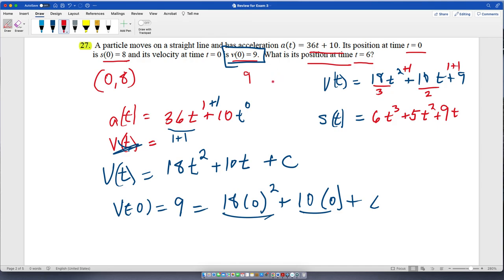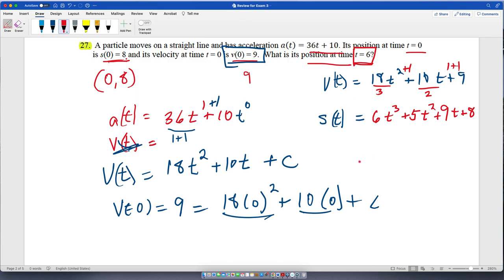And then plus a constant, but since we know the y-intercept is equal to 8, plug in 0, 0, 0, we're going to get 8. So before going through it all, putting a plus c, we could actually just put a plus 8. Now, if they gave us like s of 1, we'd have to plug in that 1 and then figure out c, but they were kind of nice to us, plus 8. Now, what's left to do? Plug in t for 6, and we will have our position.